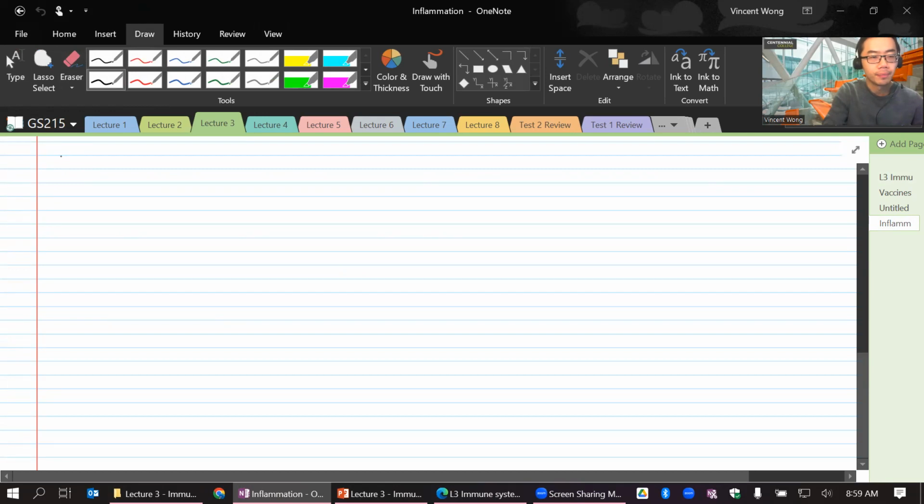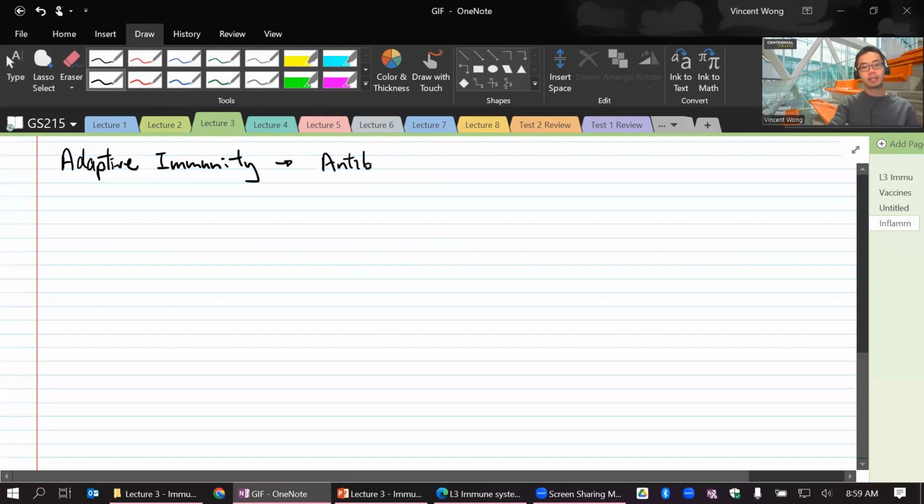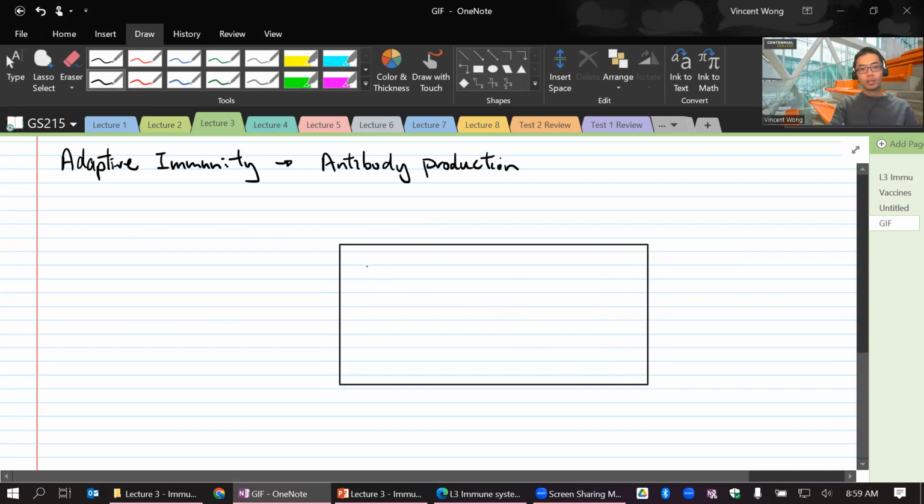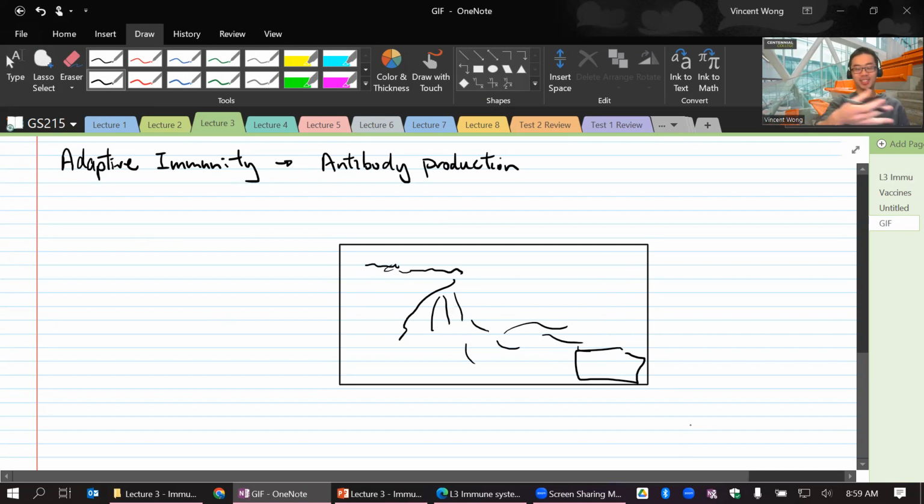This is adaptive immunity. And we're going to talk about antibody production. Okay, so you should put your paper like this. We're going to start here, and then we're going to have some stuff coming down, and then ultimately we're going to go this way, and the note is going to end over here. Just so you plan ahead, right? To know where we're going.